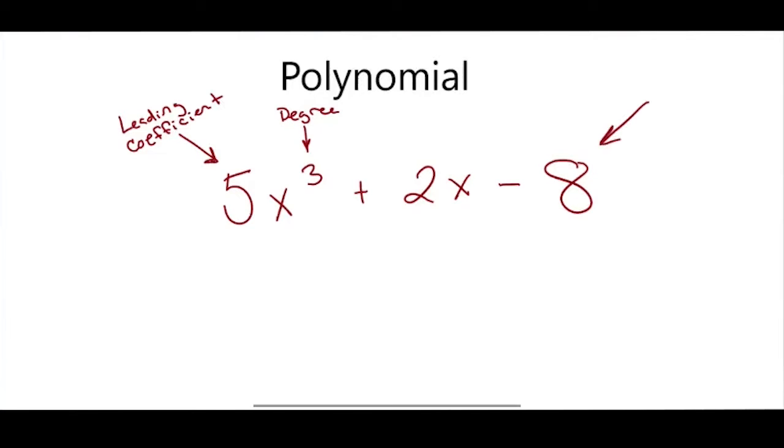This negative 8 over here, notice there are no variables being multiplied by that negative 8. So that means that negative 8 is always negative 8. So we would call that a constant. All right, so let's remember these concepts of leading coefficient, degree, and constant.